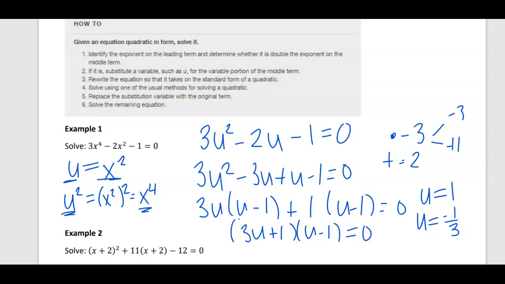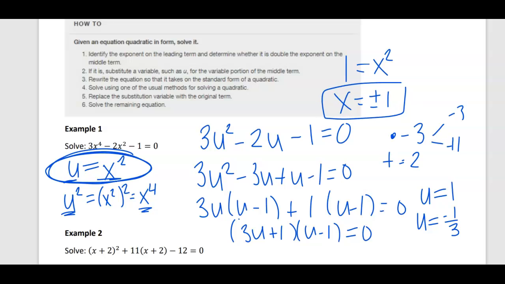But I'm not done. Remember that u equals x squared. So 1 equal to x squared, if I use the square root property, means that x must be plus or minus 1. Also, if I say -1/3 equals x squared, there is no number that I could square and get a negative output, so this wouldn't be true. So therefore, the only two solutions are these right here.